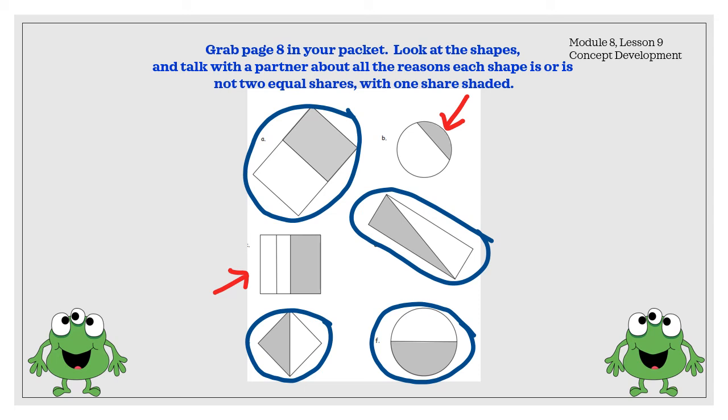Why is shape B not showing 2 equal shares? It is not equal because the folded line is not equally down the middle, and the shaded part is much smaller than the other part, so that is unequal. Why is shape C not showing 2 equal shares? Shape C looks more like 1/3 that is shaded. So this is not even folded into halves. It's folded into thirds. I see 3 pieces, and those pieces are unequal. The shaded part is bigger than the other pieces.